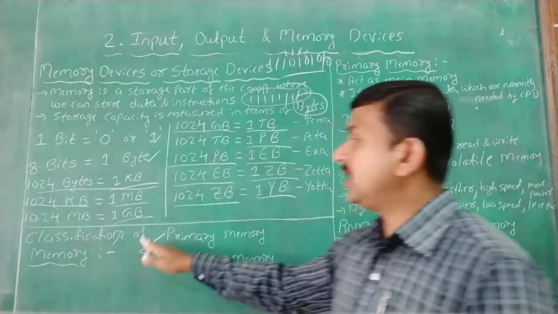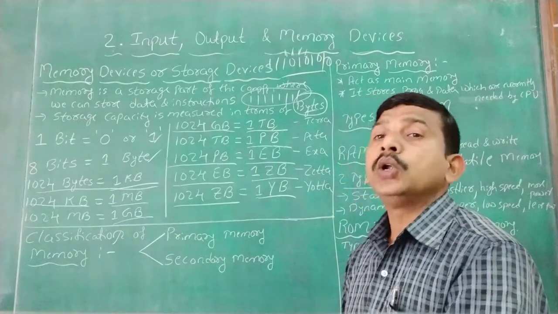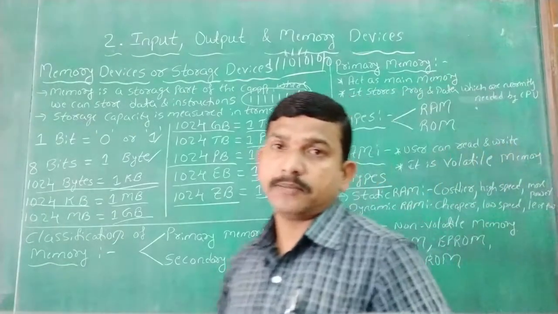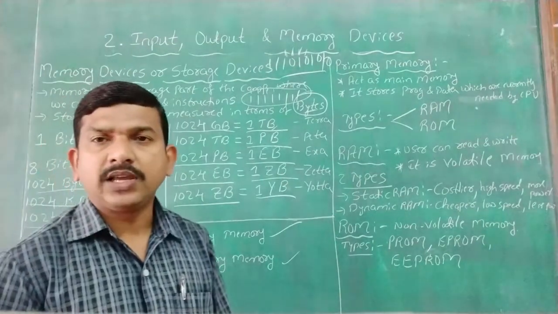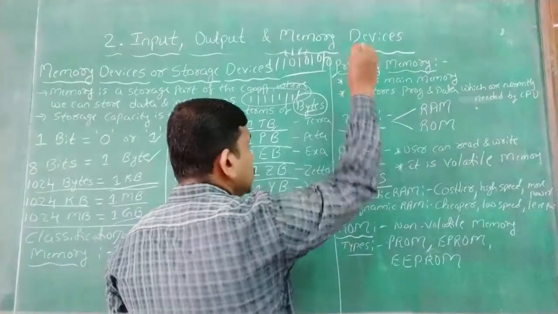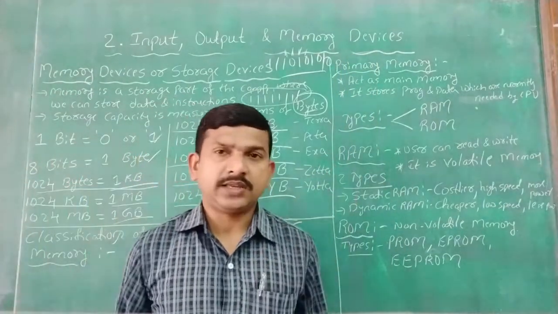So the same thing here, in the classification of memory, we classify memory into two types, primary memory and secondary memory. Let us discuss briefly, one by one, what we mean by primary memory. So primary memory acts as the main memory.